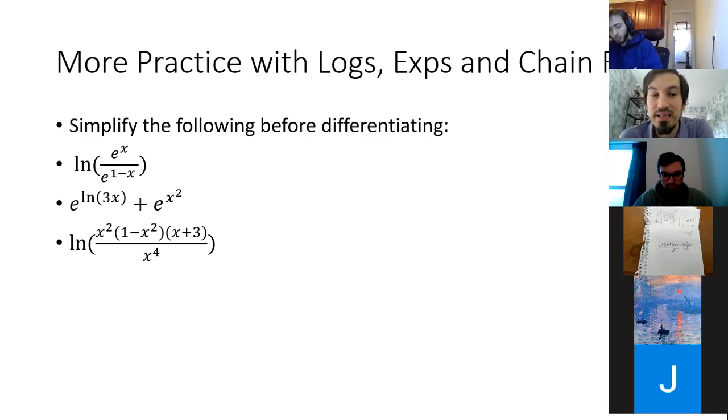In fact, I can tell you exactly what it'd be. The first one would become 2x over x squared, which is really just 2 over x. The second one would become 2x over 1 minus x squared, so plus 2x over 1 minus x squared, plus 1 over x plus 3. And then here you have minus 4x cubed over x to the fourth, which is also just minus 4 over x. But that would be the answer to that second one.